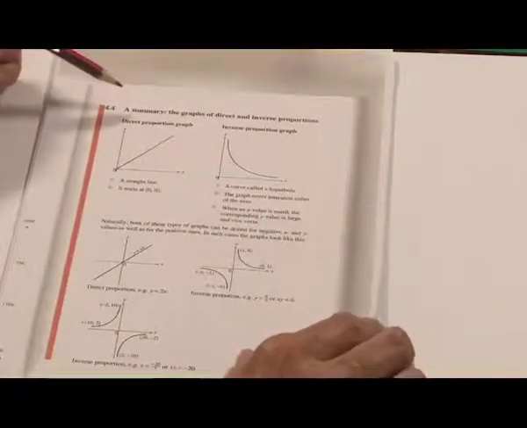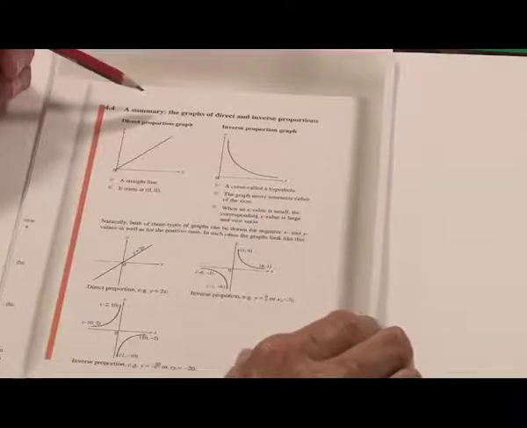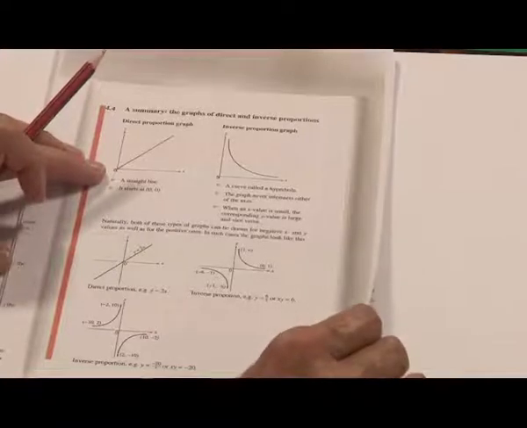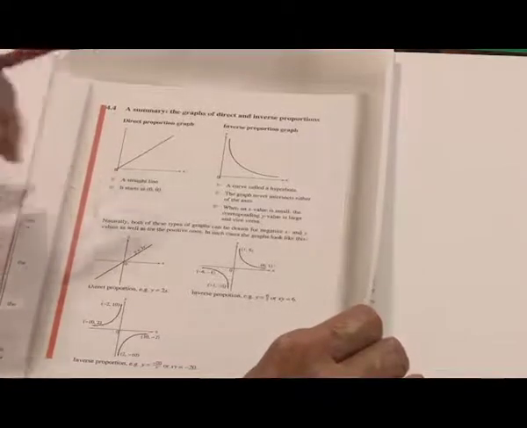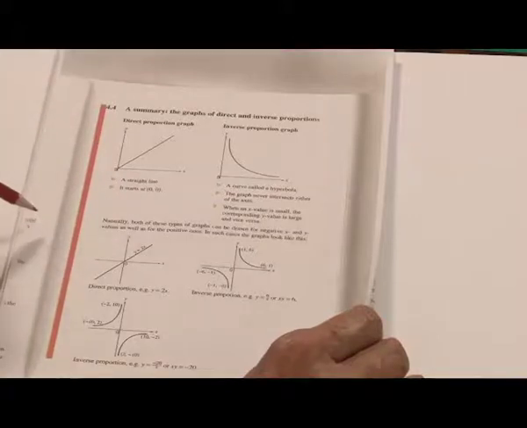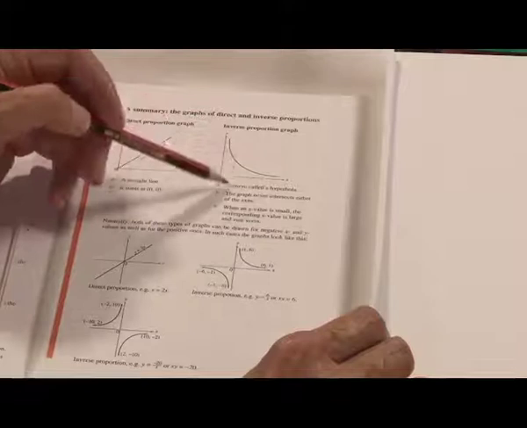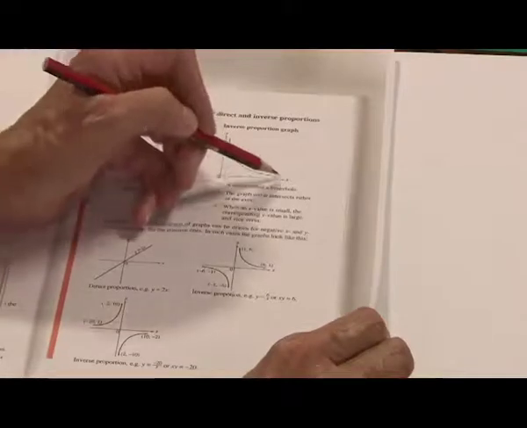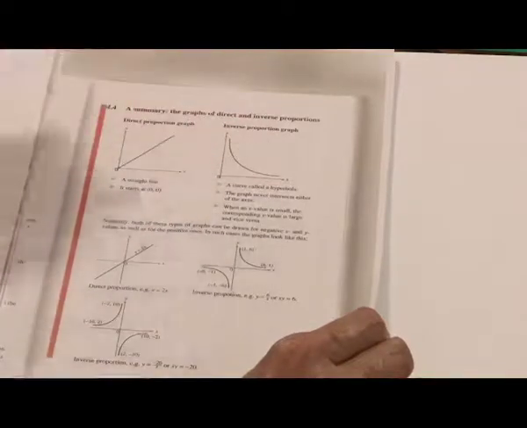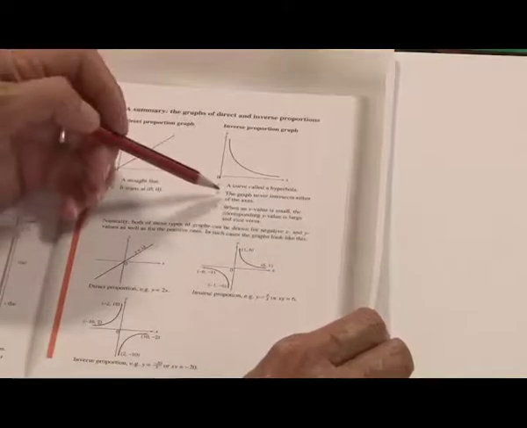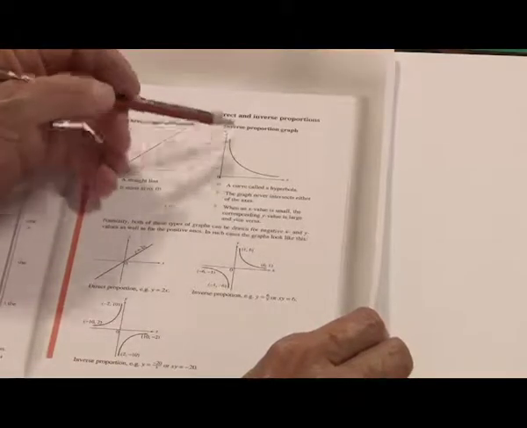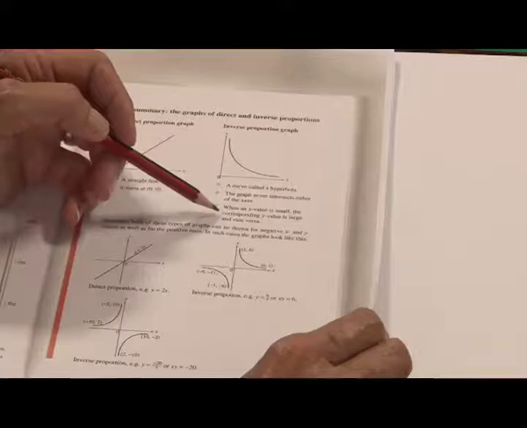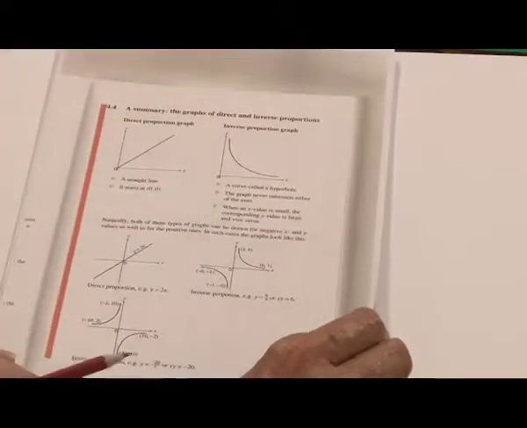Then, there's a summary of the graphs of direct and inverse proportions. Direct proportion is a straight line graph, and make sure you always draw your straight line graphs with a ruler. And it starts at 0, 0. The inverse proportion graph will be a curved graph called a hyperbola, and you always draw it with a pencil. It must be a smooth curve. The graph never intersects either axis, so it doesn't go through x or y. When an x value is small, the corresponding y value is large, and the other way around as well.